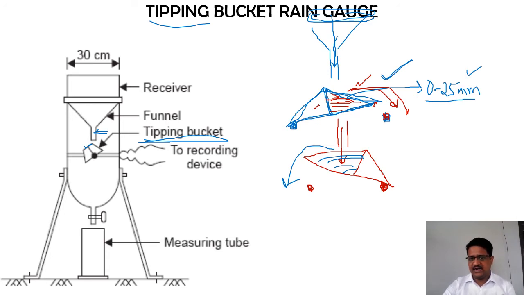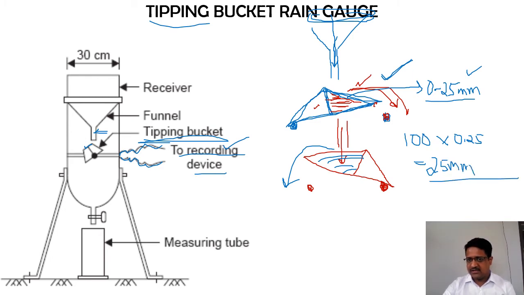Okay, I have counted this tip. So the recording device, whatever wires they have shown over here, basically these are nothing but electronic devices that count the number of tips that have happened. How many times it has tipped, those things will be recorded over here. So imagine that the number of tippings is 100. At that point of time, total rainfall will be what? 100 tippings, each tip equal to 0.25 mm. So the total rainfall is going to be 25 millimeters. Okay, so this is how you are going to check how this tipping bucket works.